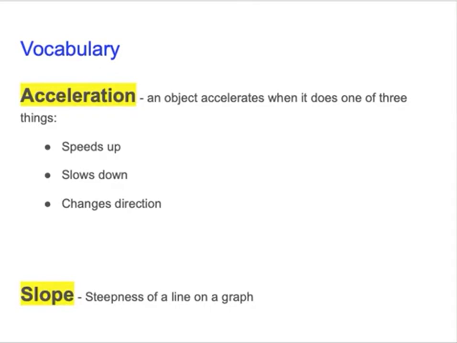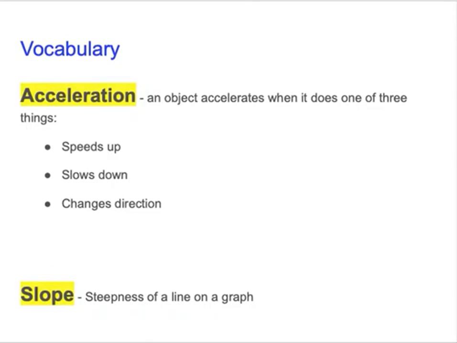Anytime there's changing speeds. And then the other one is if an object changes directions. So if it was moving north and all of a sudden it moved east, even if it didn't speed up or slow down, it still had a change in acceleration. So again, acceleration is if an object speeds up, if it slows down, or if it changes direction.